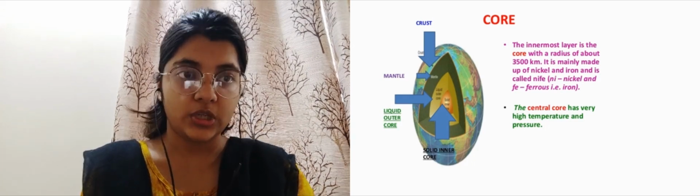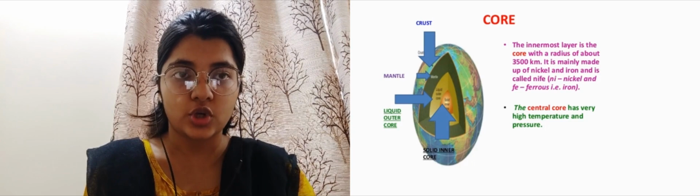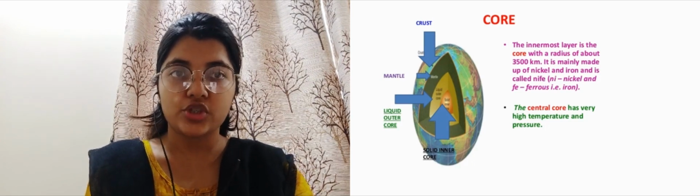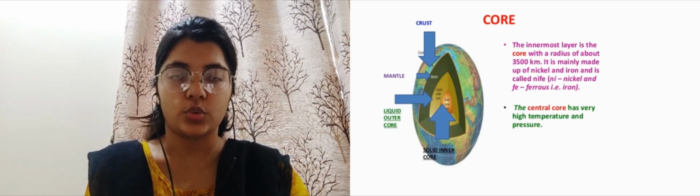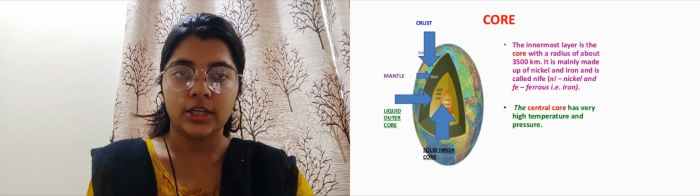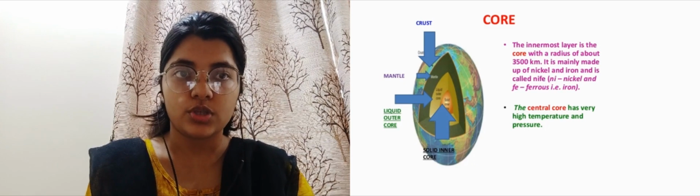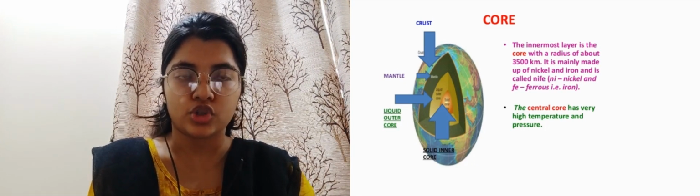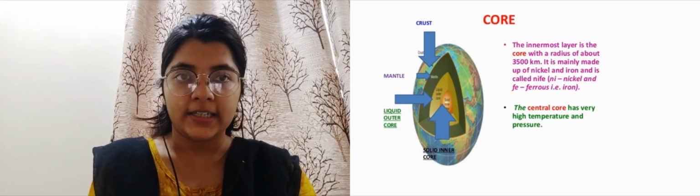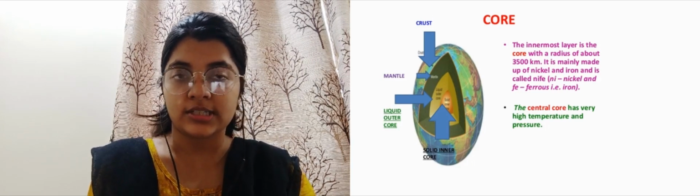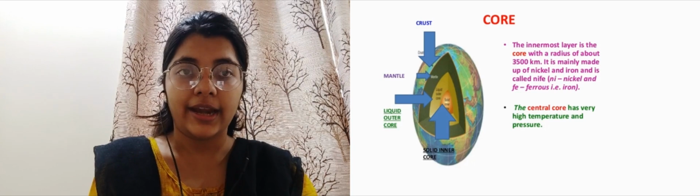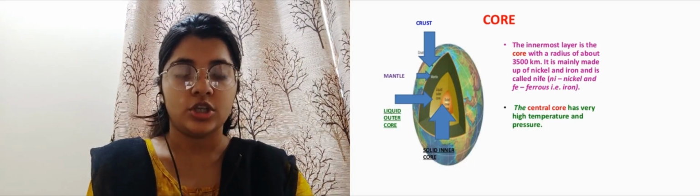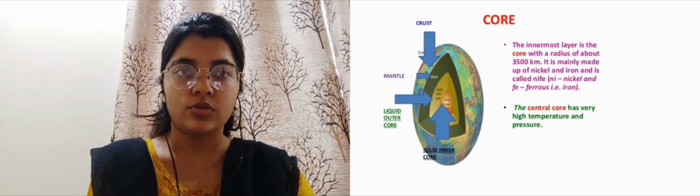Now you need to know that the central core has very high temperature and very high pressure. So this was about the core that we studied in detail: inner core, outer core, solid form, liquid form, a radius of 3500 kilometers. It is made up of iron and nickel, and the central core has high pressure and high temperature.